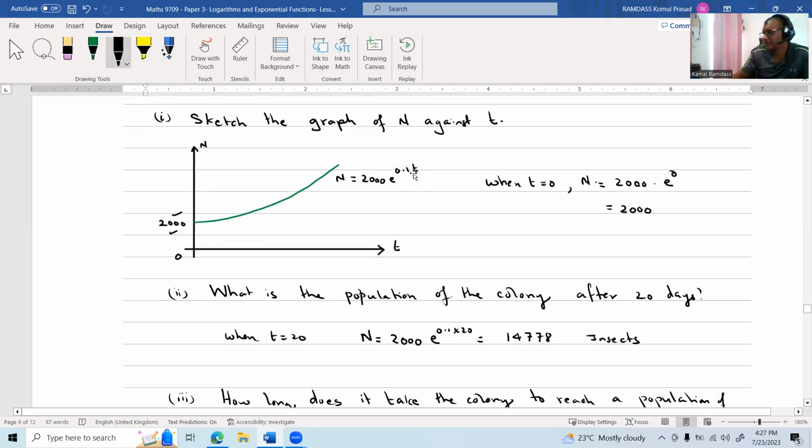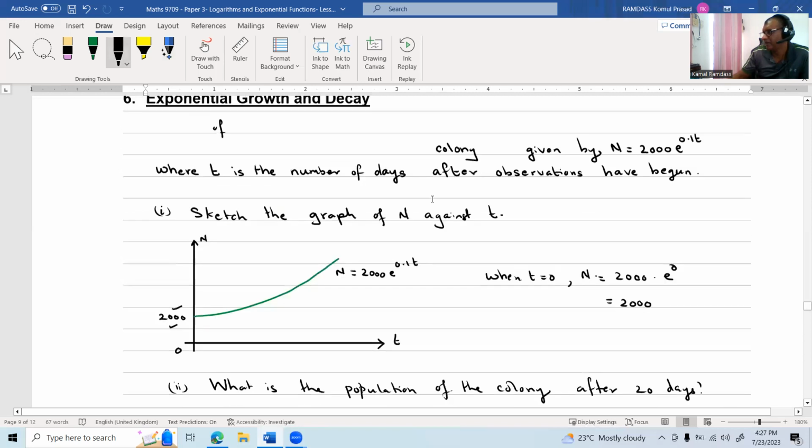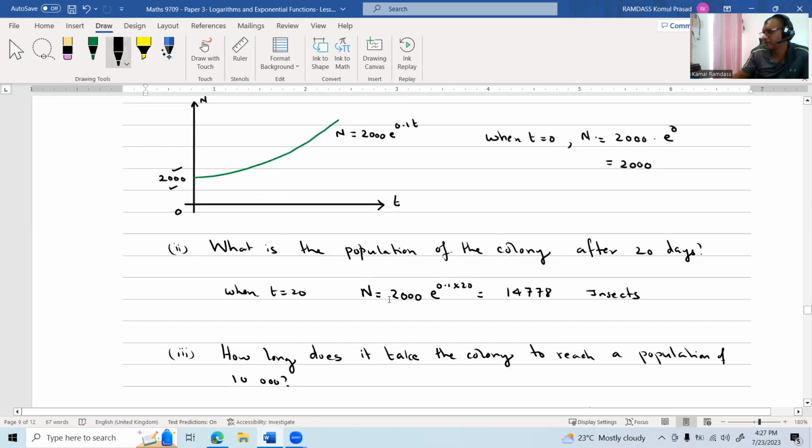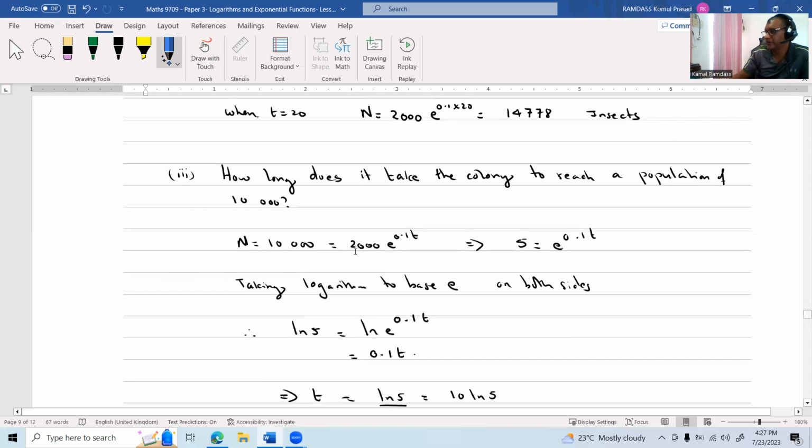What is the population of the colony after 20 days? On remplace t par 20, t in days. Ça veut dire n est égal à 2000 multiplied by e to the power of 0.1 fois 20, et on gagne 14778 insects. How long does it take the colony to reach a population of 10,000? Ça veut dire n is 10,000, et nous avons besoin de trouver t. N is equal to 10,000 is equal to 2000 e to the power of 0.1 t. On divise par 2000, on gagne 5. 5 est égal à e to the power of 0.1 t.